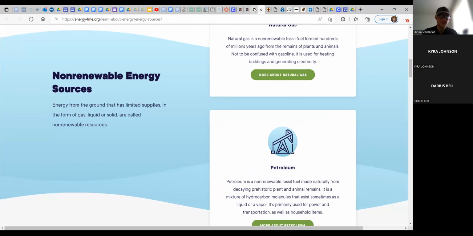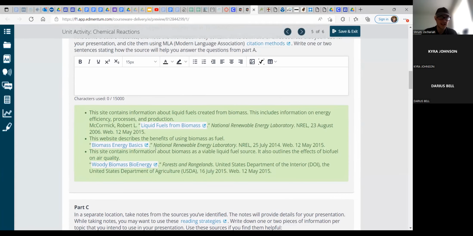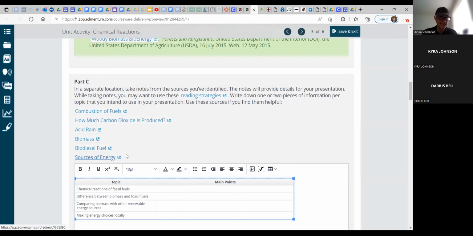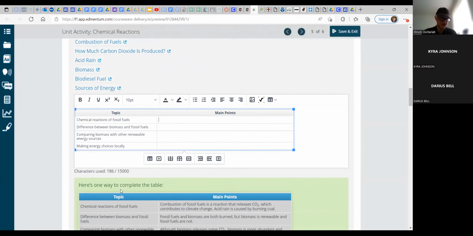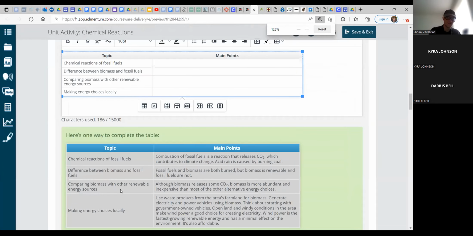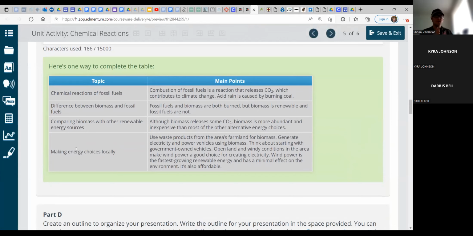Okay, talking about renewables and non-renewable energy. Using the 3 sources here, and then the sources they give you in part C, you're trying to come up with a main point for each topic. And I'll show you the main point examples from Edmentum. Zoom in a little bit. But the first one, chemical reactions of fossil fuels.